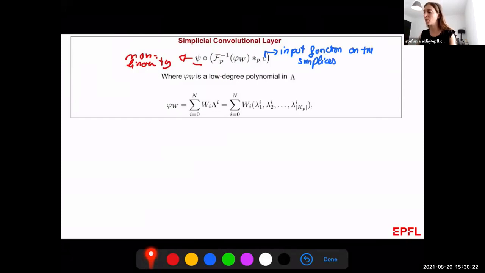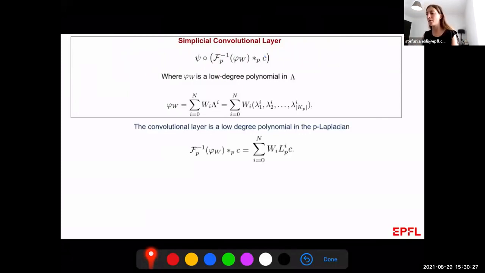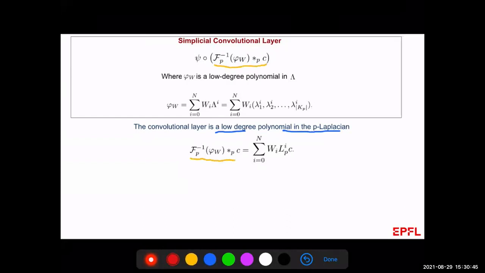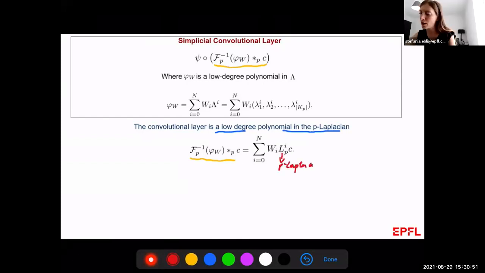I don't want to go into much detail on this because I don't have much time, but let me just rephrase this formula in other terms. The convolution inside is nothing but the following. The convolution consists of a low degree polynomial in the p-Laplacian. So this convolution here is nothing but a low degree polynomial. This is the p-Laplacian, to which we apply our input signal, and the W_i here are the weights to be learned.